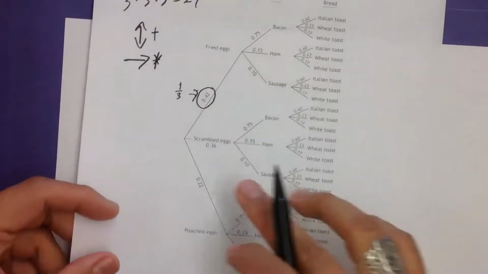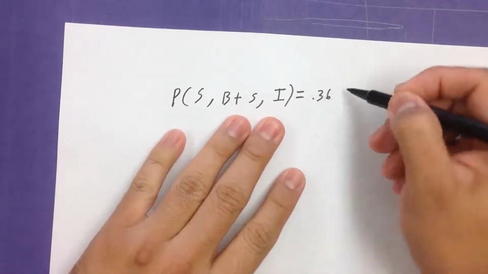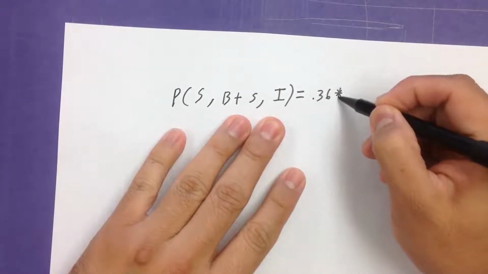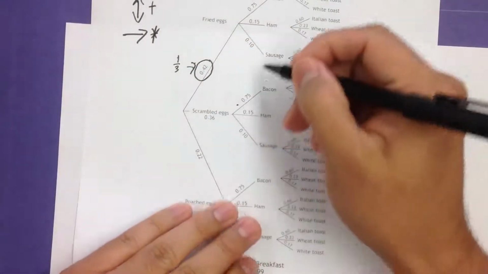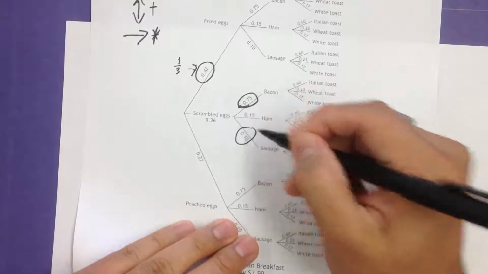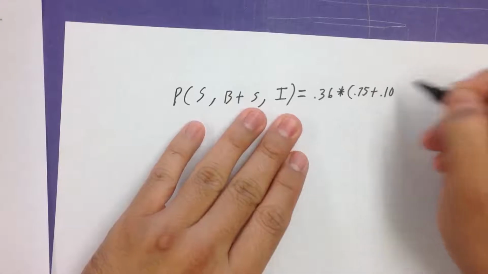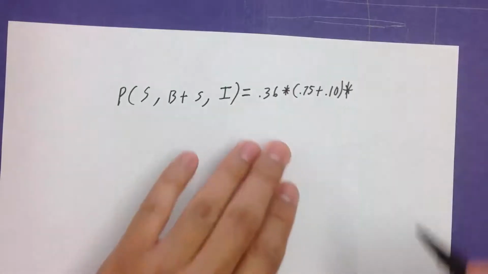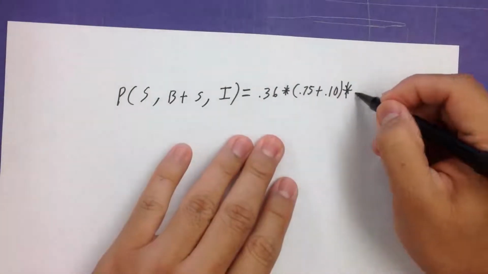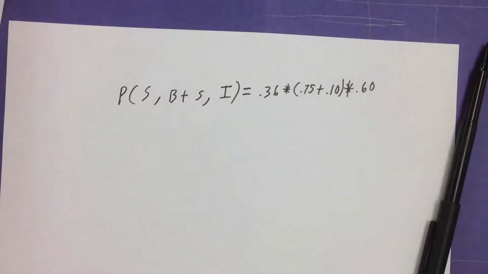So number 1, scrambled eggs. Well, that's 0.36. And you're going to multiply that by, and it says bacon or sausage. So we take the bacon percentage and the sausage, and you're going to add them together. So 0.75 plus 0.10, as you can see, it's starting to form up, times the Italian toast, which is 0.60. And as you can see, we have all this. Really easy to do. I'm going to get out my calculator.